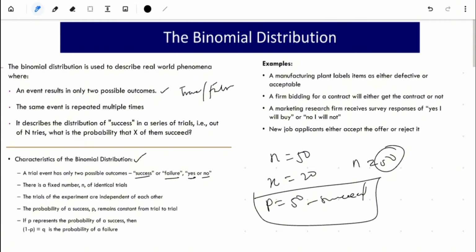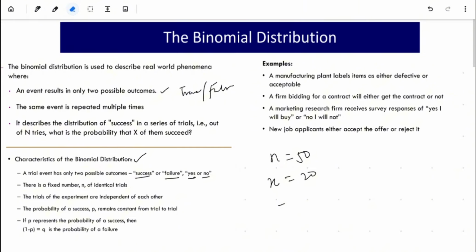So if p represents the probability of success, then 1 minus p is equal to q, which is the probability of failure. What they're trying to say is that probabilities sum up to 1. So if p is a success, and you want to know the ones that are not success, the failure, then it's 1 minus p, right? So our p is success, and our failure is 1 minus p because probabilities sum up to 1. So this is what they are trying to say.